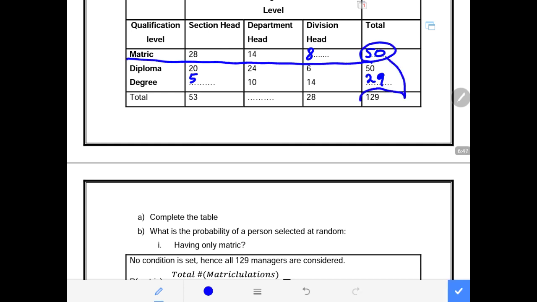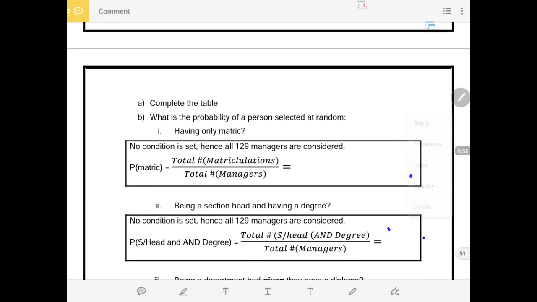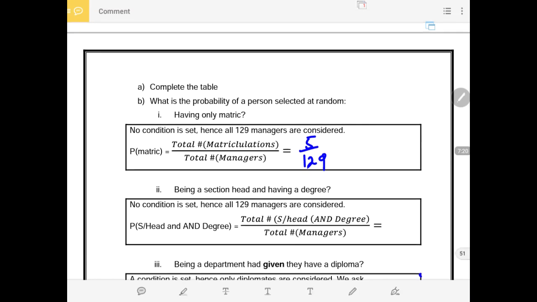Then we divide by the number of managers that this company has. So that will be 5 divided by a total of 129 managers. It is 5 divided by 129. So that is the probability that they are looking for, and we can leave it there. We don't have to take it into decimal places. Please leave it as a fraction unless stated otherwise.